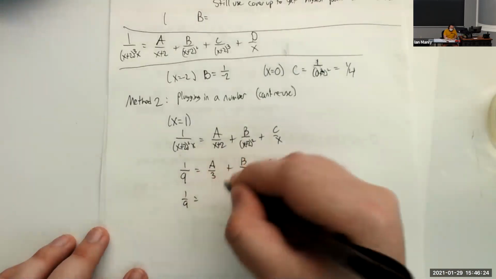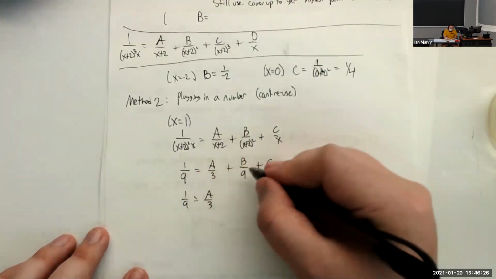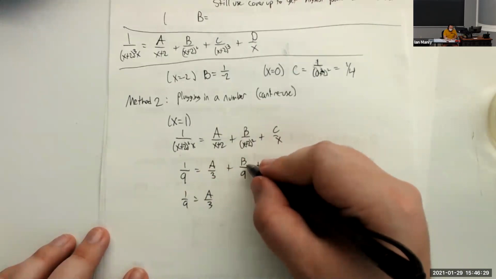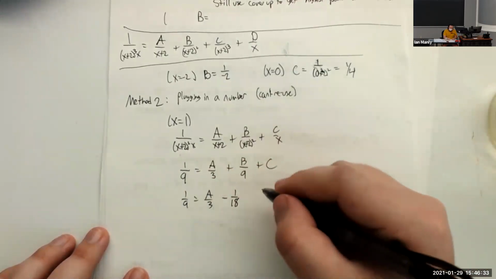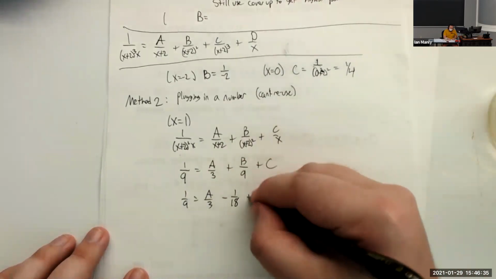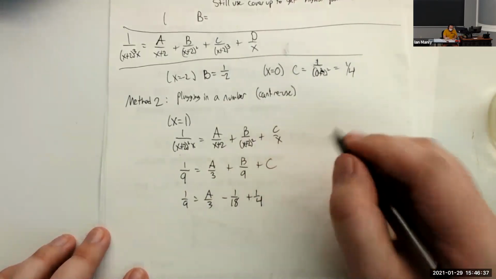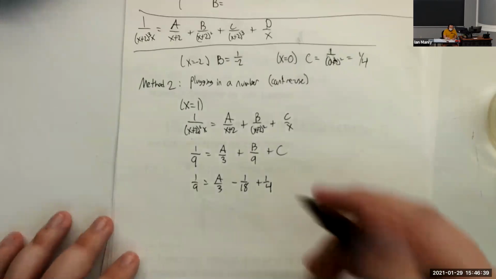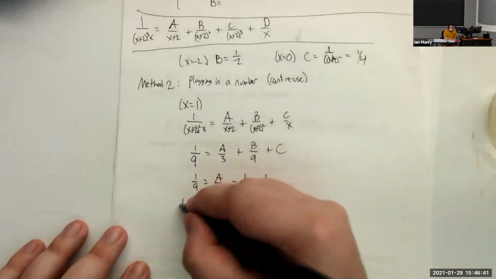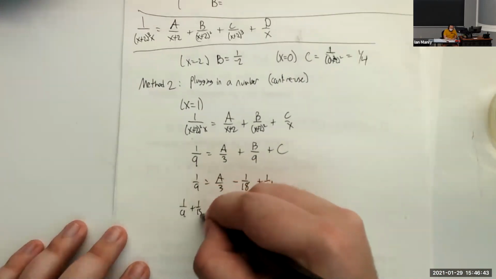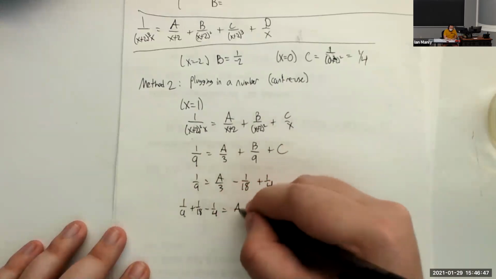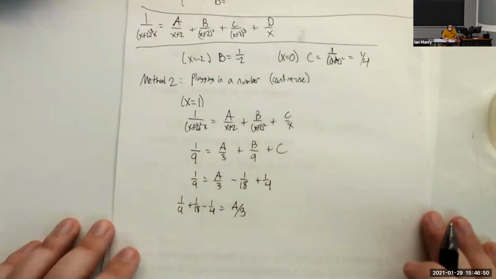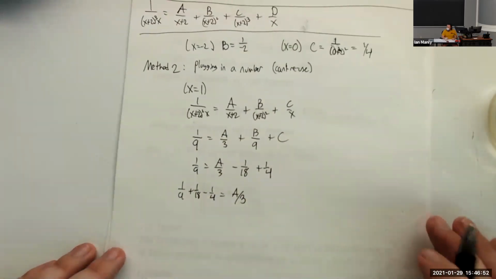All right, let's solve for A. Let's see, so we know B is -1/2. So this turns into -1/18. C is 1/4. Okay. And then I'm going to add an 18th, subtract a 4th, and then I'm going to multiply by 3 right here.